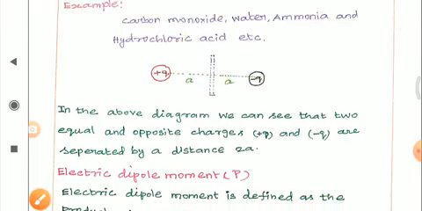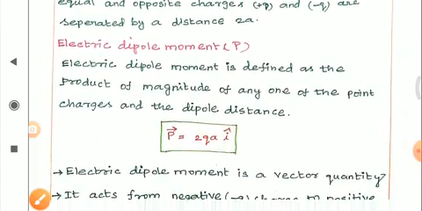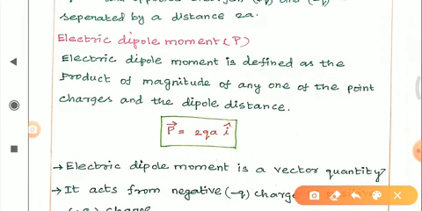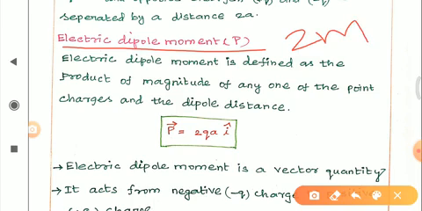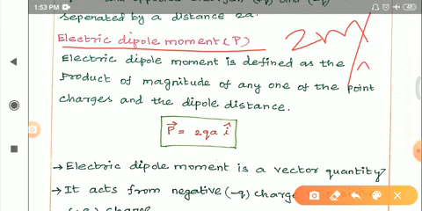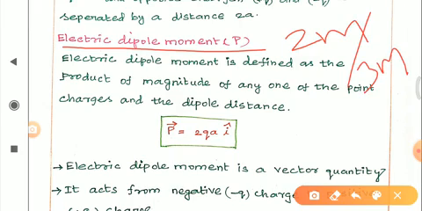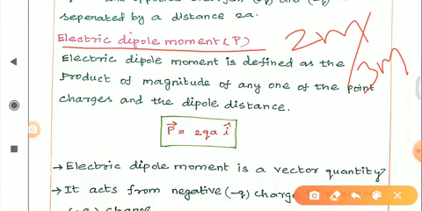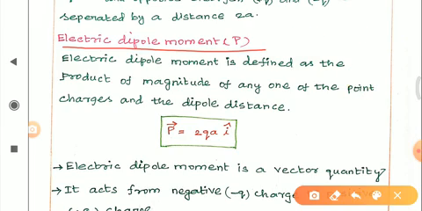What is the next important topic we have to know in this electric dipole? That is nothing but the electric dipole moment. This is also another 2 mark question, sometimes it may be a 3 mark question. What is the electric dipole moment? The electric dipole moment is defined as the product of the magnitude of any one of the charges and its dipole distance.